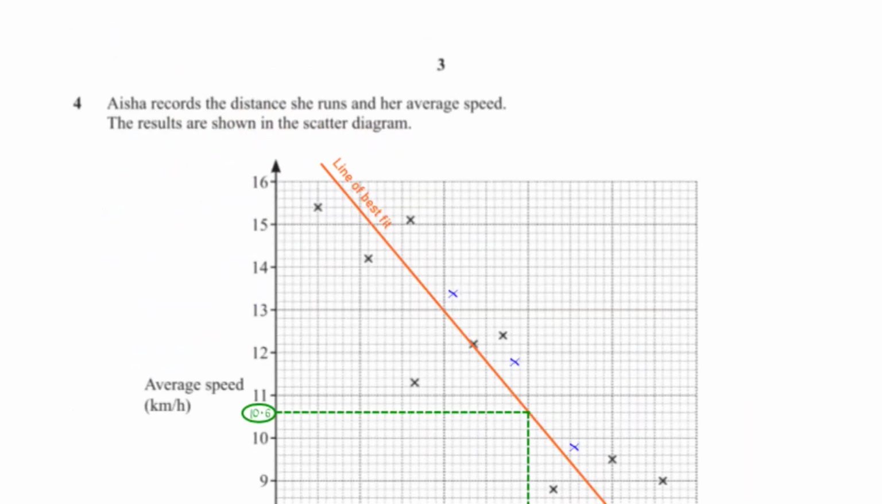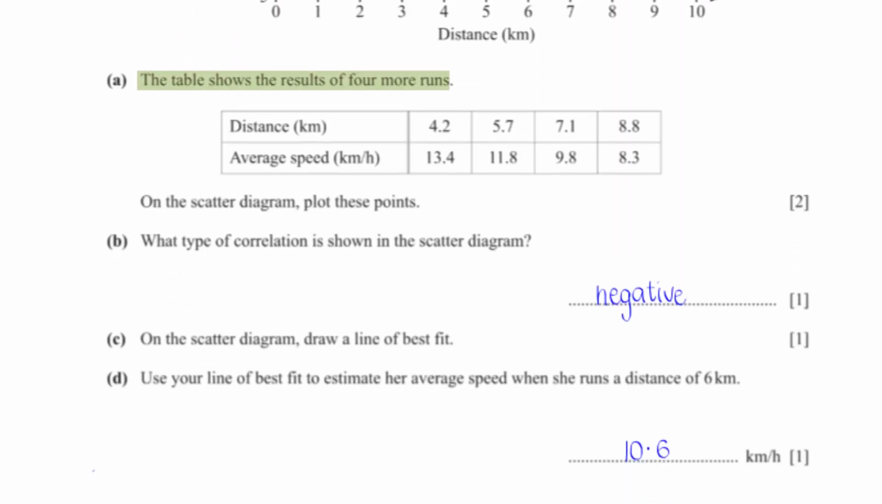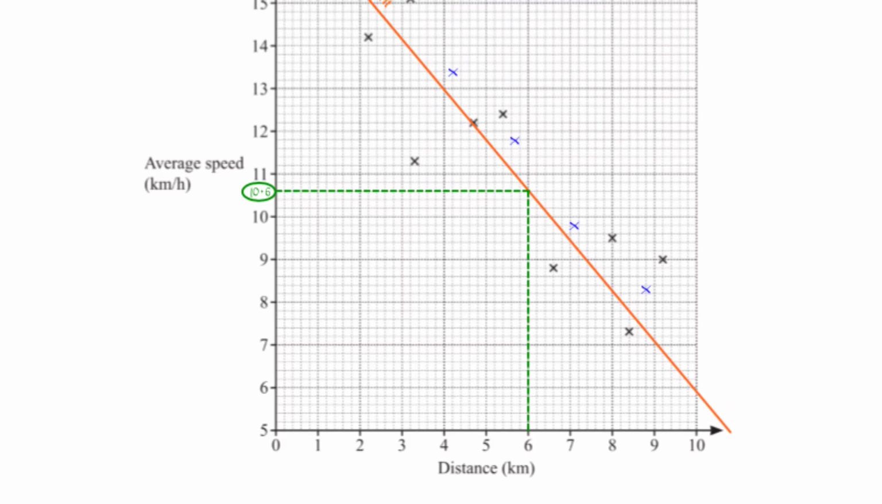Aisha records the distance she runs and her average speed. The results are shown in the scatter diagram. The table shows the results of 4 more runs. On the scatter diagram, plot these points. So on the scatter diagram, let's plot the points (4.2, 13.4), (5.7, 11.8), (7.1, 9.8), (8.8, 8.3).